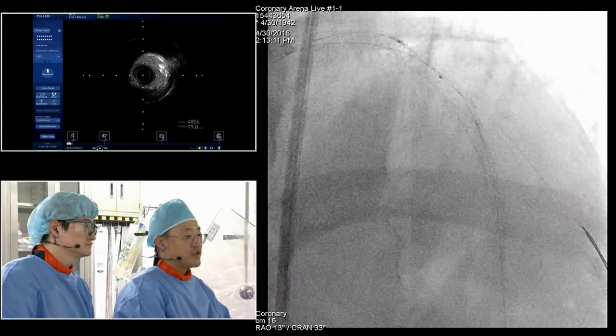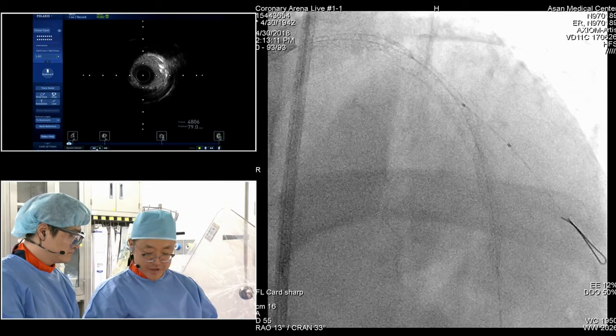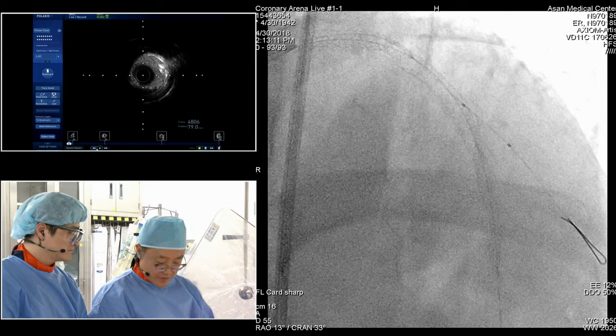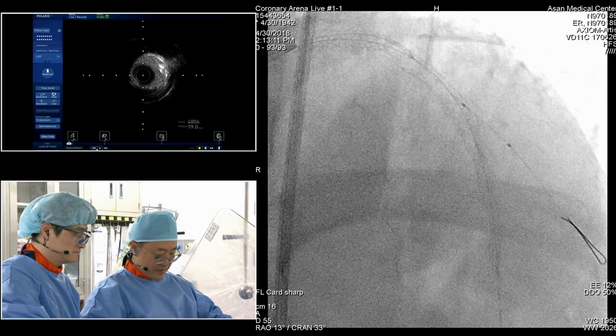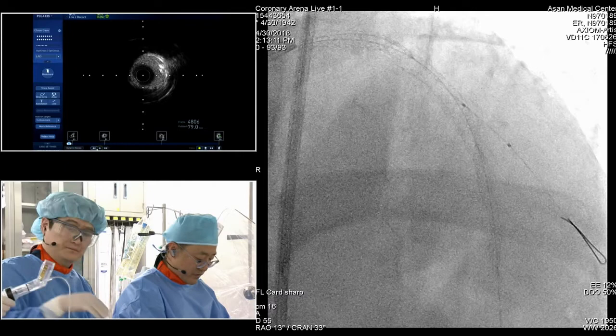Okay, leave it like that, and then next, give me the DCB. This is the drug coated balloon, Pantera, second freeze. So we have two types of balloon. This is 3.5, 30. The prior stent was 30. Okay. I don't want to touch the proximal portion. Okay, this is the final step.